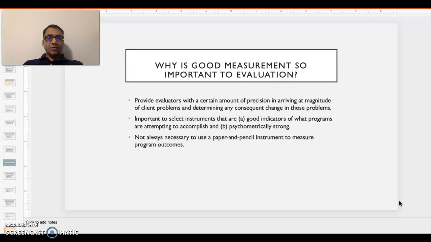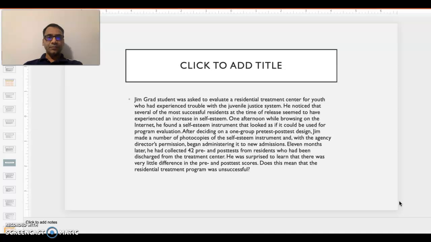It is not always necessary to use a paper and pencil instrument to measure program outcomes. However, sometimes it is essential to use paper and pencil instruments. We'll look into those scenarios as we go through this presentation.